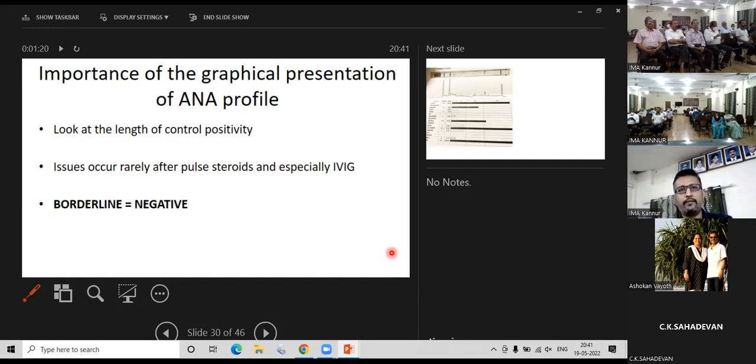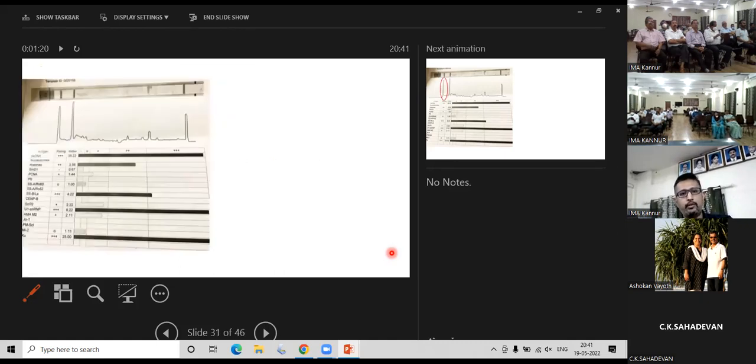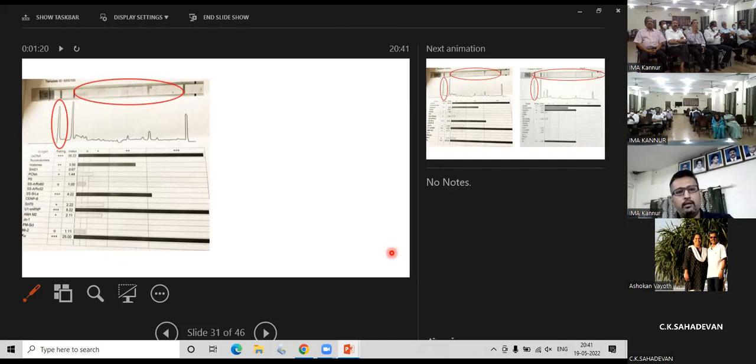Again, looking at the graph is important. So I'll just show you this graph of a patient who presented with fever, oral ulcers, skin lesions. So here you can see the control. This is the control graph. That is strongly positive, so that is right. But then, if you had not received the picture of the ANA strip, if you look here, it's a bit dirty. There's a few lines here and there.